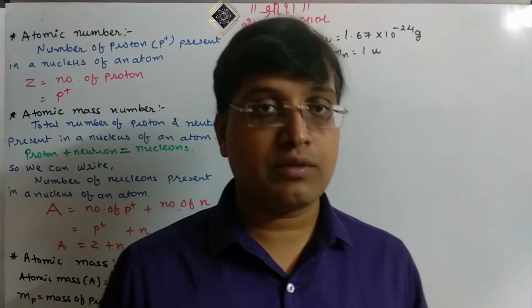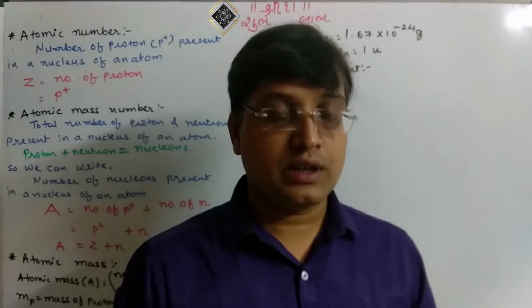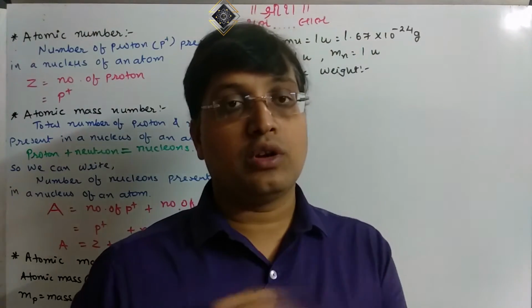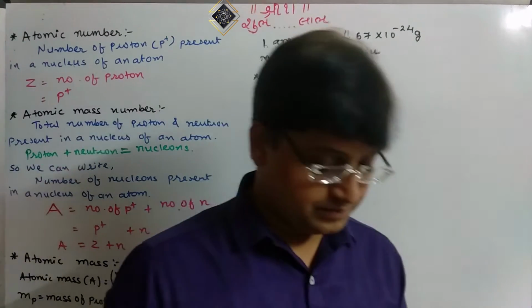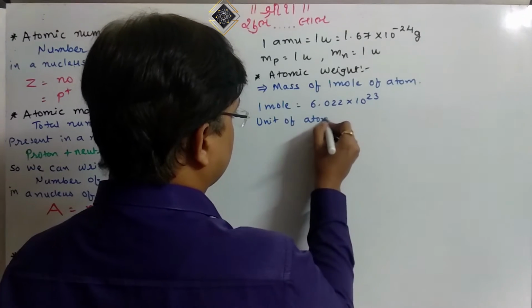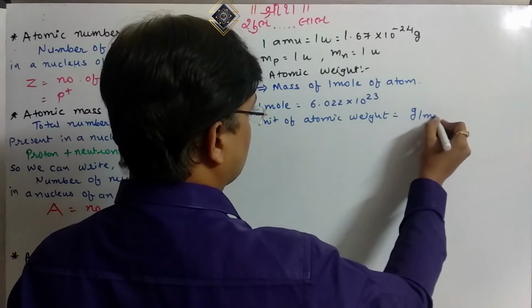Next definition that we have is atomic weight. The mass of 1 mole of atoms is known as the atomic weight of the atom. Unit of atomic weight is gram per mole.